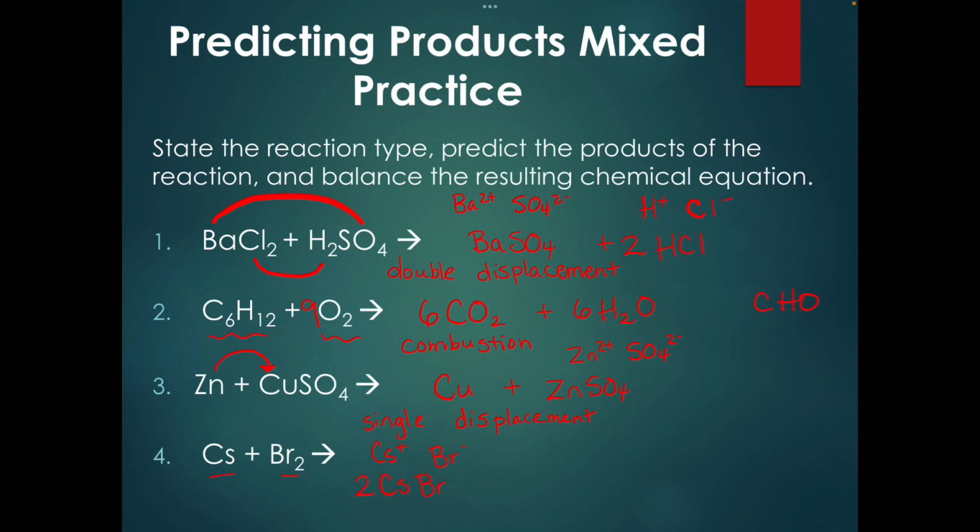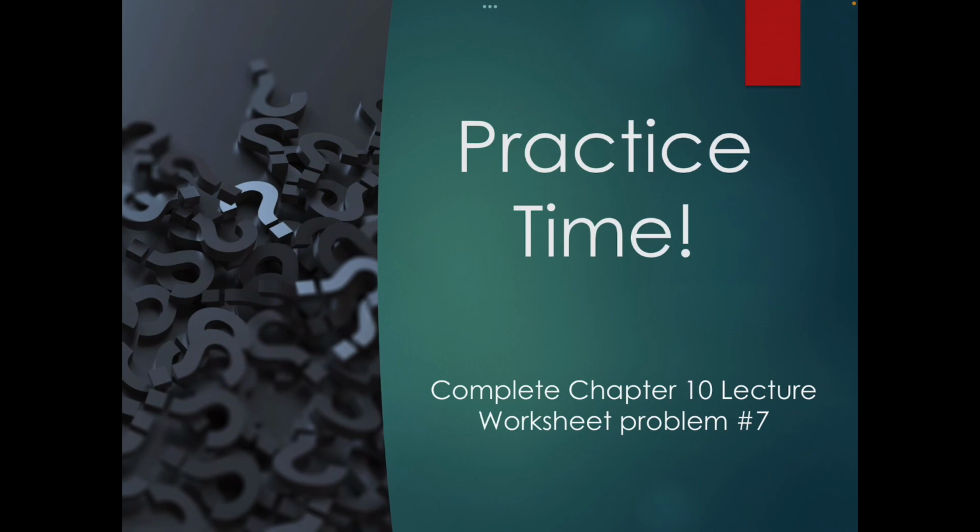To balance this, we'll put a 2, because we have 2 bromines on the left and we need 2 on the right, and then we'll put a 2 in front of cesium. And again, this was a combination reaction. You'll notice that none of these were decomposition reactions because I'm not going to ask you to predict the products of decomposition reactions. I'm just going to ask you to identify them. Alrighty, let's go ahead and pause here and work on problem number 7 on the Chapter 10 lecture worksheet.